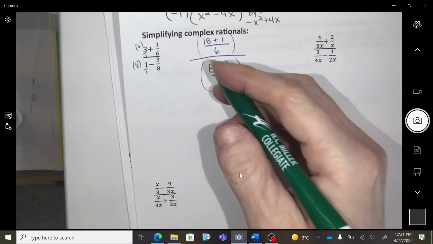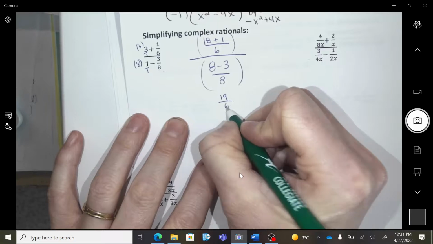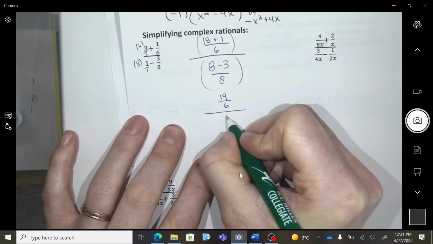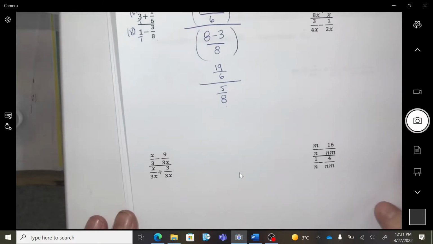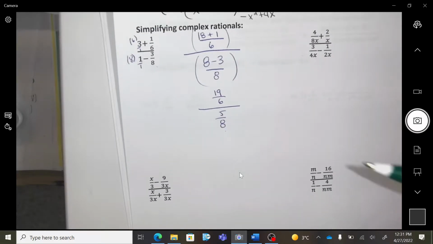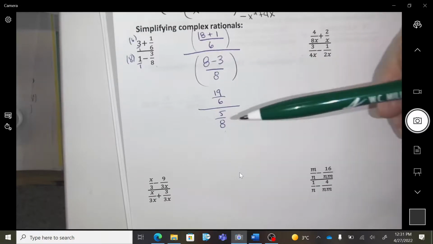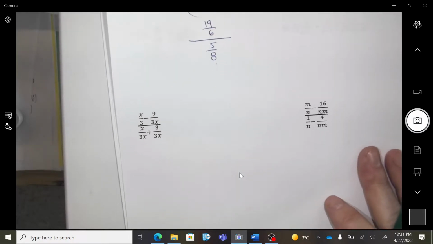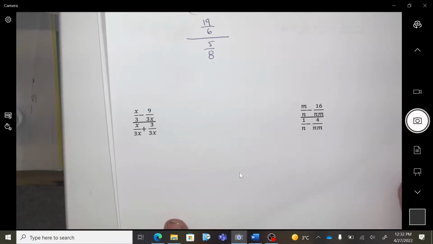Okay, so this is going to simplify right now just to 19 over 6 divided by 5 over 8. See where I'm getting those? I'm just going 18 plus 1 right now, and the 8 minus 3. Okay, so that was how to add. So that was what we did yesterday. Today is how to multiply and divide.